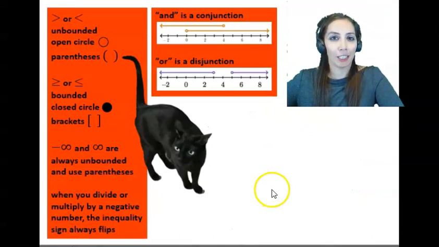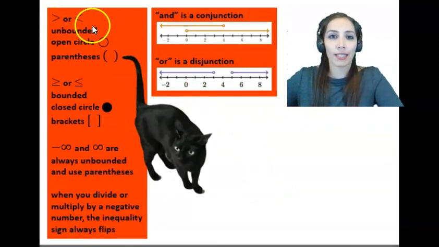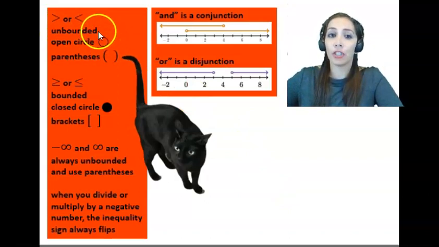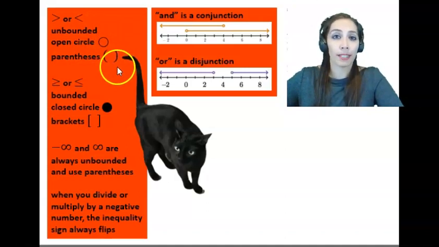My teaching assistant Chloe is here to give her latest tips and tricks. When you have a greater than or less than sign, it is called unbounded. And when you are drawing these on a number line, you will use an open circle. In interval notation, you will use parentheses.